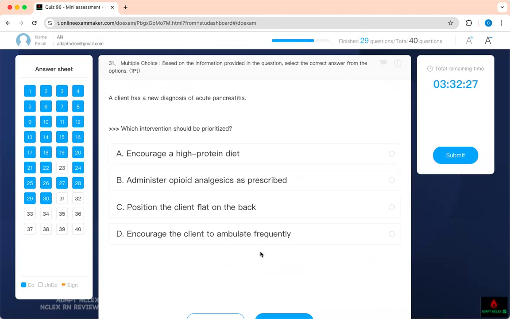Which intervention should be prioritized? And then a client has a new diagnosis of acute pancreatitis. The most important things about acute pancreatitis are, one, airway management and checking for bleeding, and three, pain management. Because if they have pain, they'll do better. If no pain control, it's going to be a problem for them.